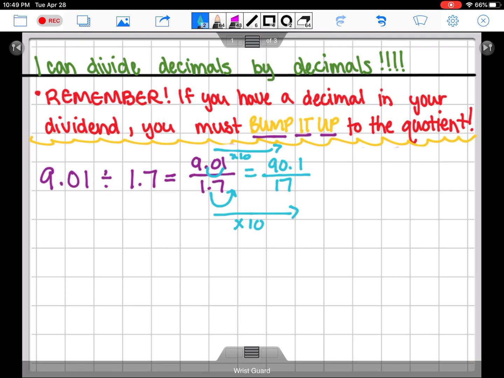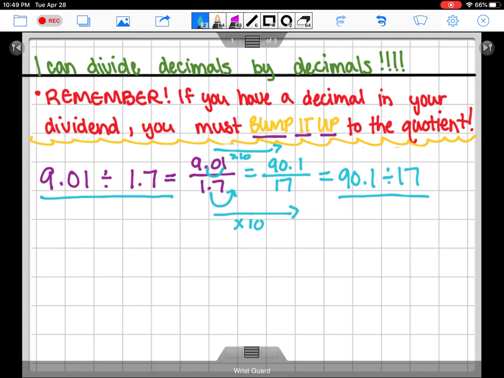I'm still going to have a decimal in my dividend, and that is fine. We can have decimals in our dividend. You guys know that. You've done it before. It should be familiar from last week, so it's awesome. So ultimately, this means that this is going to have the exact same value as 90 and 1/10 divided by 17. All right, they are exactly the same.